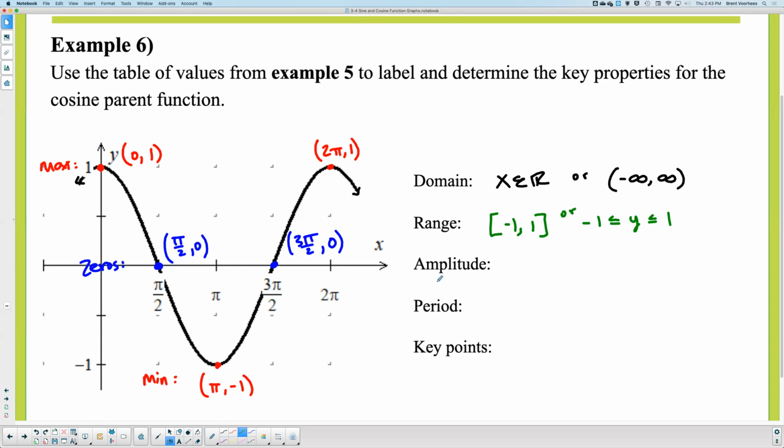Okay, amplitude. Remember, that's the maximum value minus the minimum value divided by 2. That's 2 divided by 2. What is 2 divided by 2? 1. Our amplitude is 1. That means from the midline to the top, it's 1 unit. Our period, you would take any 2 points. The easiest points to pick would be maximums, and you subtract the x's. It's 2 pi minus 0. What is 2 pi minus 0? And the key points, they're labeled on the graph.